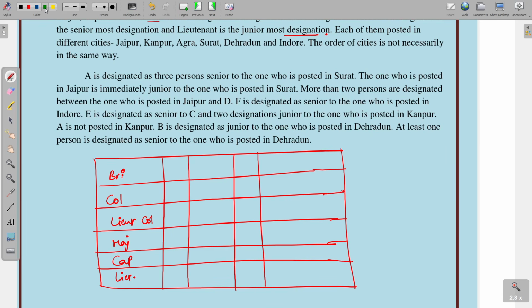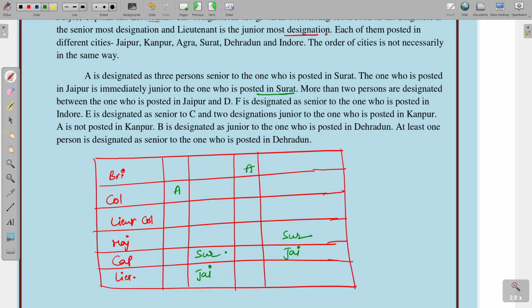See the first one. A is designated as 3 persons senior to the one who posted in Surat. The one who is posted Jaipur immediately junior to the one who posted Surat. Okay, suppose Surat is placing here 1 2 3. Here A is designated and coming to this one, if Surat is placing, A is designated here and the one who posted Jaipur immediately junior to the Surat, here Jaipur.